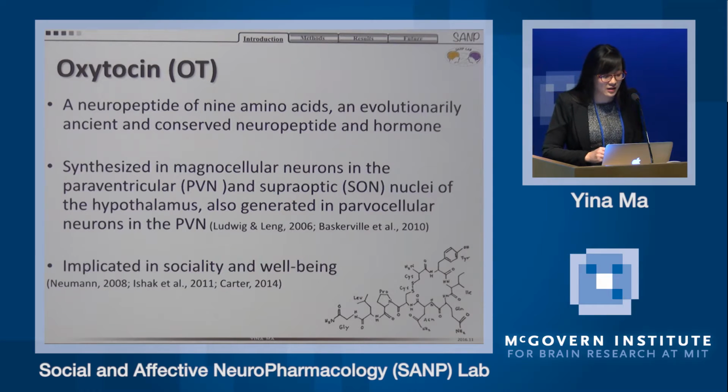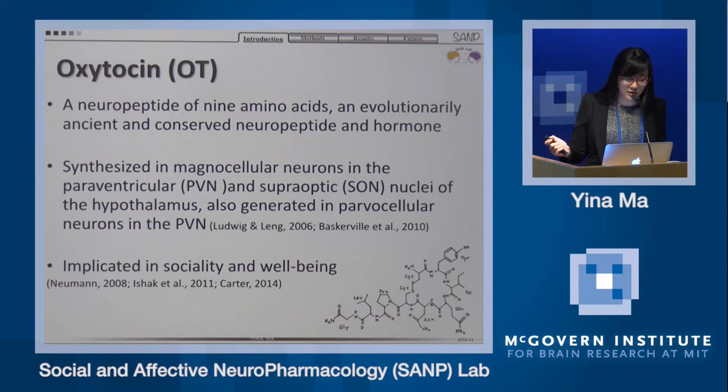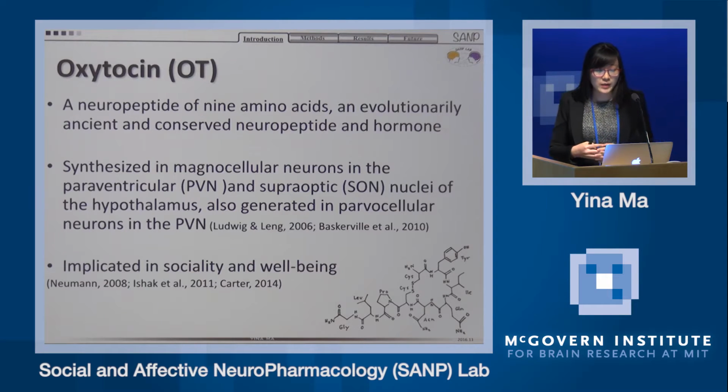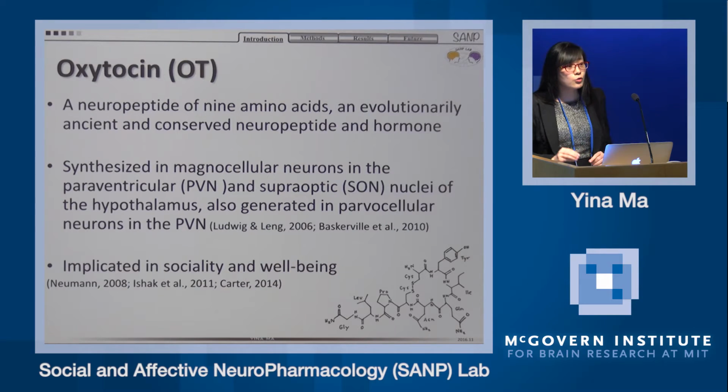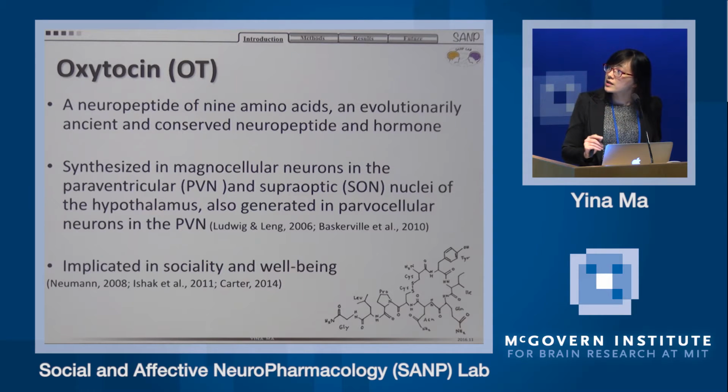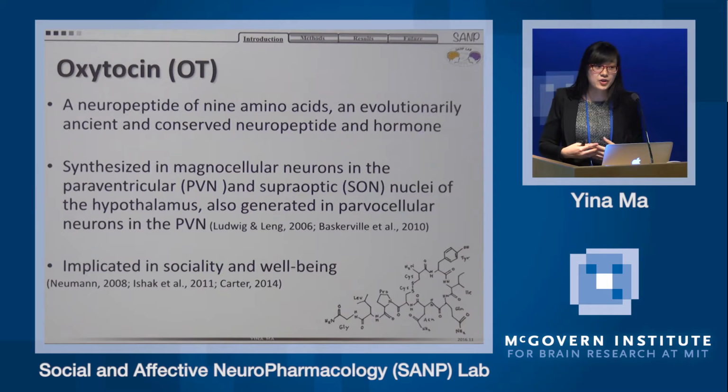It is synthesized in the magnocellular neurons in the PVN and SON nuclei of the hypothalamus, and also generated in the parvocellular neurons in the PVN, and projected and diffused to the VTA, amygdala, hippocampus, striatum, cortex, and also the brainstem. The earliest noticed functions of oxytocin were its very basic reproductive and adaptive functions, such as sexual behaviors and facilitation of birth.